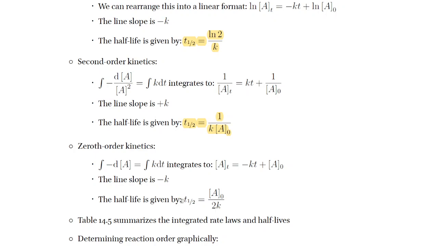And then if we look at 0th order kinetics, the half-life is equal to A naught divided by 2k. And as A naught goes down over the course of a reaction, the half-life will go down over the course of the reaction. So the half-lives for 0th order kinetics get shorter and shorter and shorter.